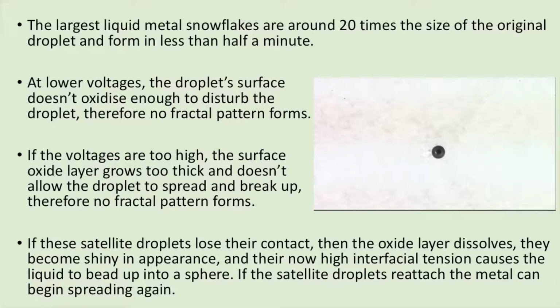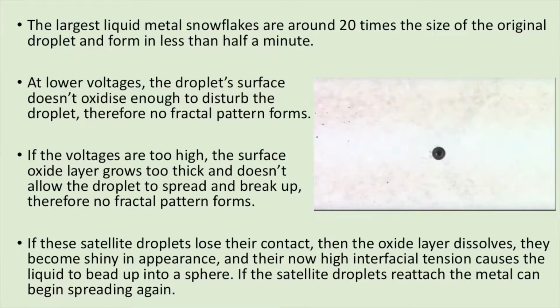The largest liquid metal snowflake is around 20 times the size of the original droplet and can form in less than half a minute. However, researchers found that this effect works only for a narrow voltage range of around 2 volts. At lower voltages, the droplet surface doesn't oxidize enough to disturb the droplet, therefore no fractal pattern forms. If the voltages are too high, then the surface oxide layer grows too thick and doesn't allow the droplet to spread and break up, therefore no fractal pattern forms.